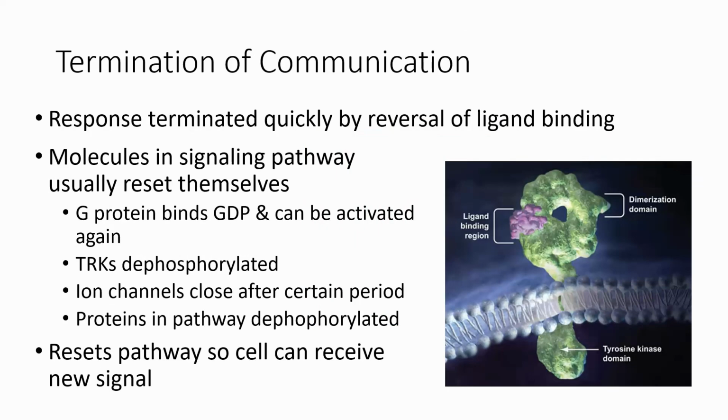And then finally, you also need to turn off signaling. So like I said, everything in these pathways can be reset. Ligands can unbind from receptors, G proteins become inactivated and bind GDP. Tyrosine kinases can then be dephosphorylated so they can be activated again. Ion channels usually are only open for a specific period of time. There are phosphatases running around dephosphorylating proteins, and all of this resets the pathway so you can get another signal coming in.